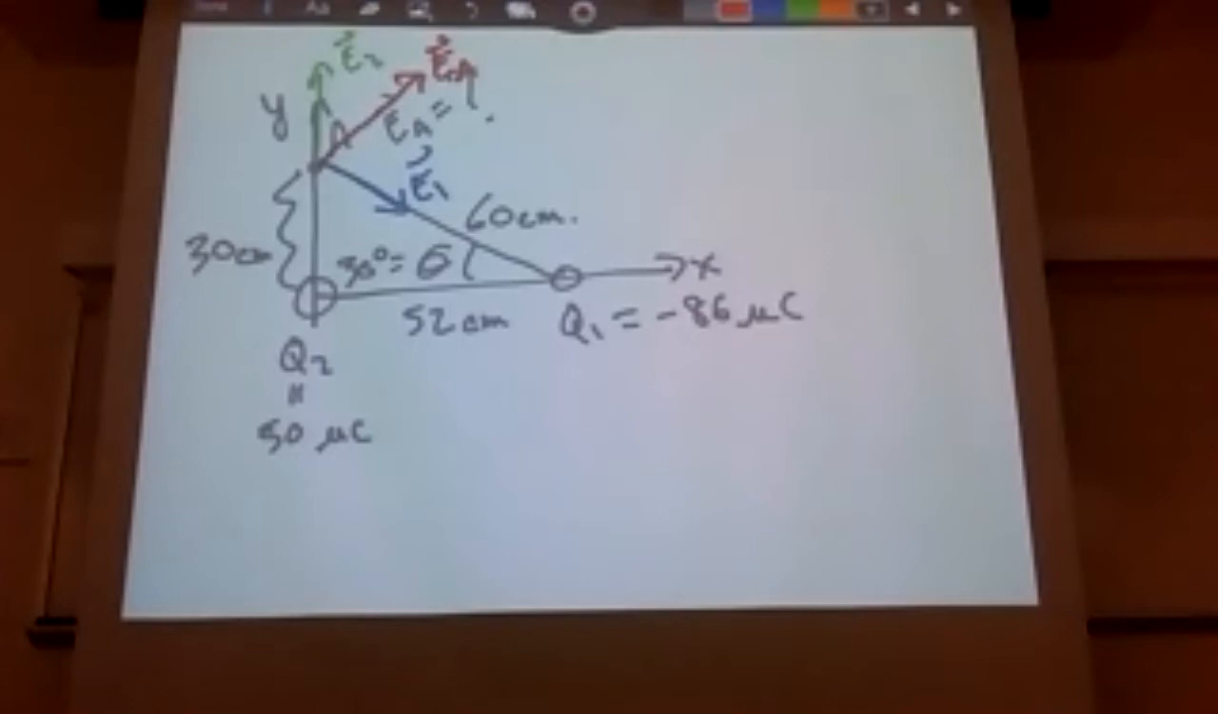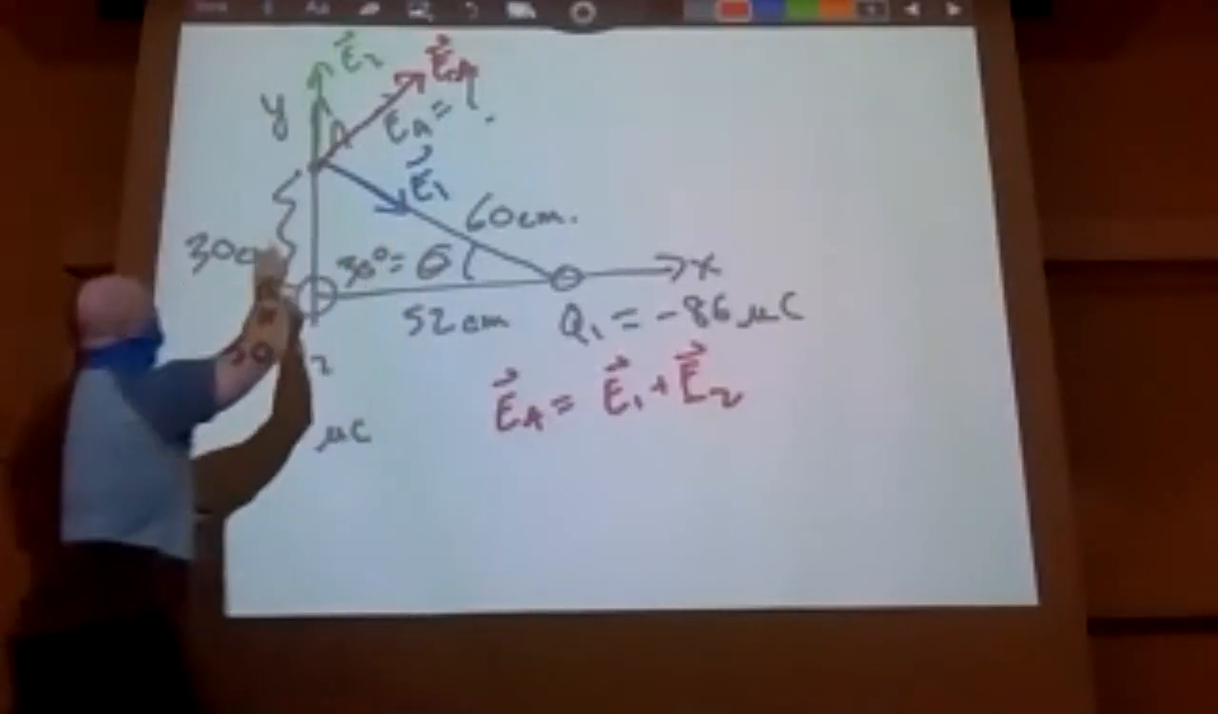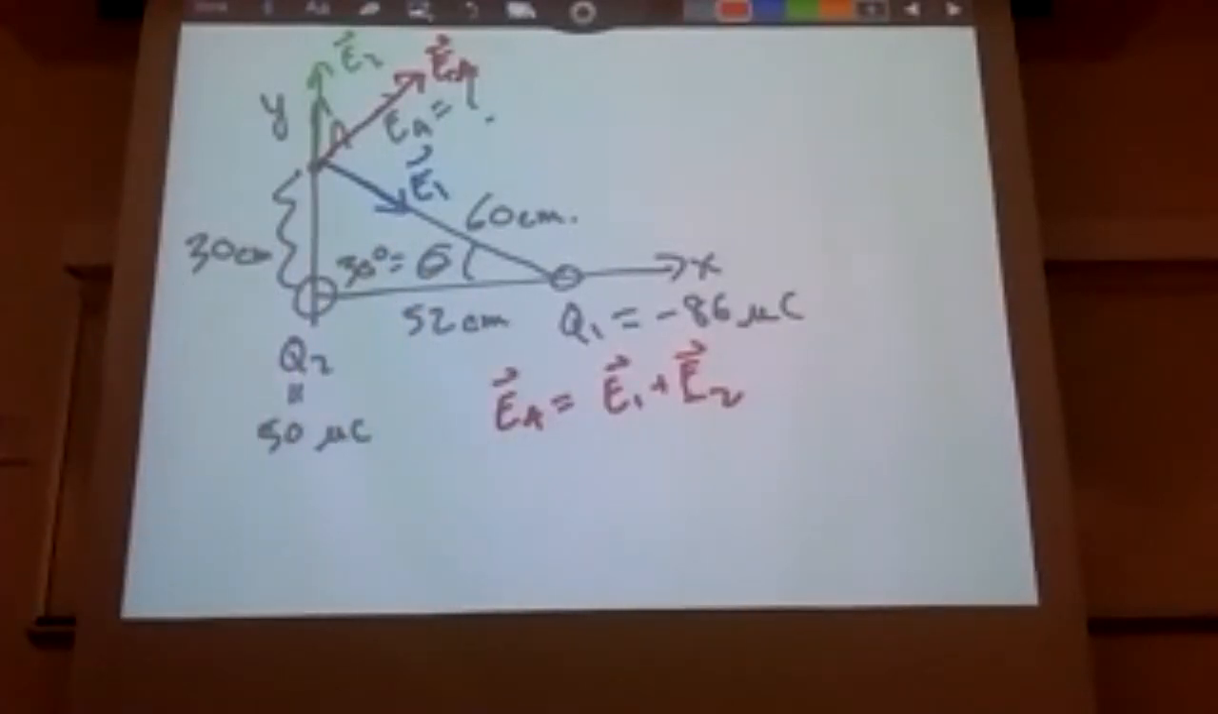So good. What this means then is that the electric field at A is going to be equal to the electric field from 1 plus the electric field from 2. Now again, here we can see that E1 is actually two-dimensional, where E2 is actually one-dimensional, so we can break this up into components. So we're going to do what we did last time. I'm going to move my coordinate system to here. I'm going to call this my x-axis, this my y-axis, meaning that this is the angle 30 degrees. So that's the same angle as before.